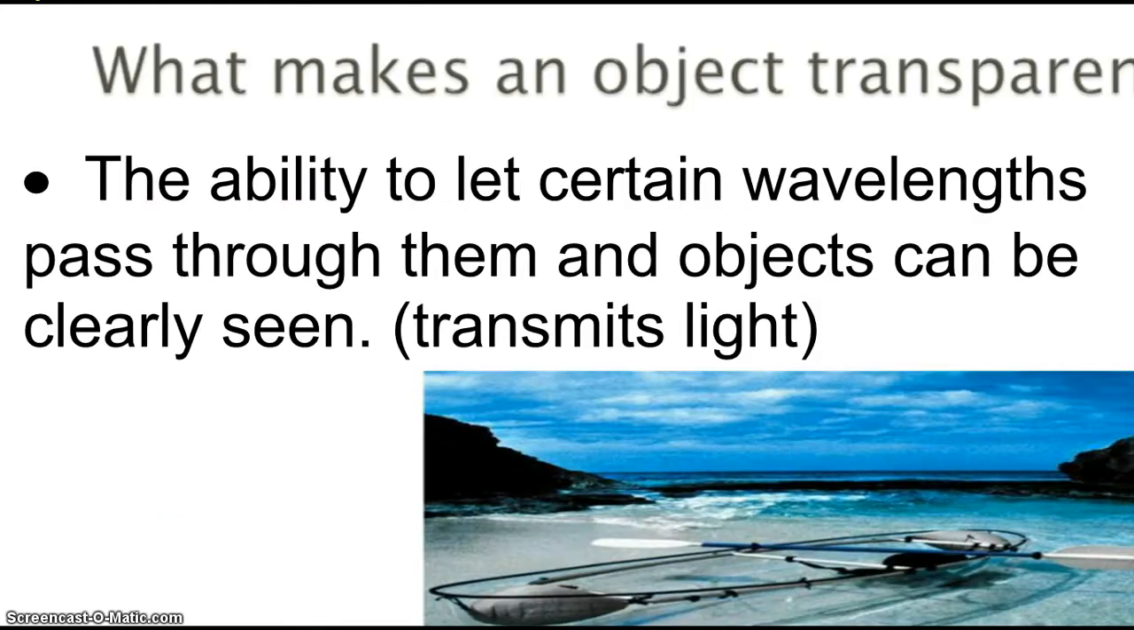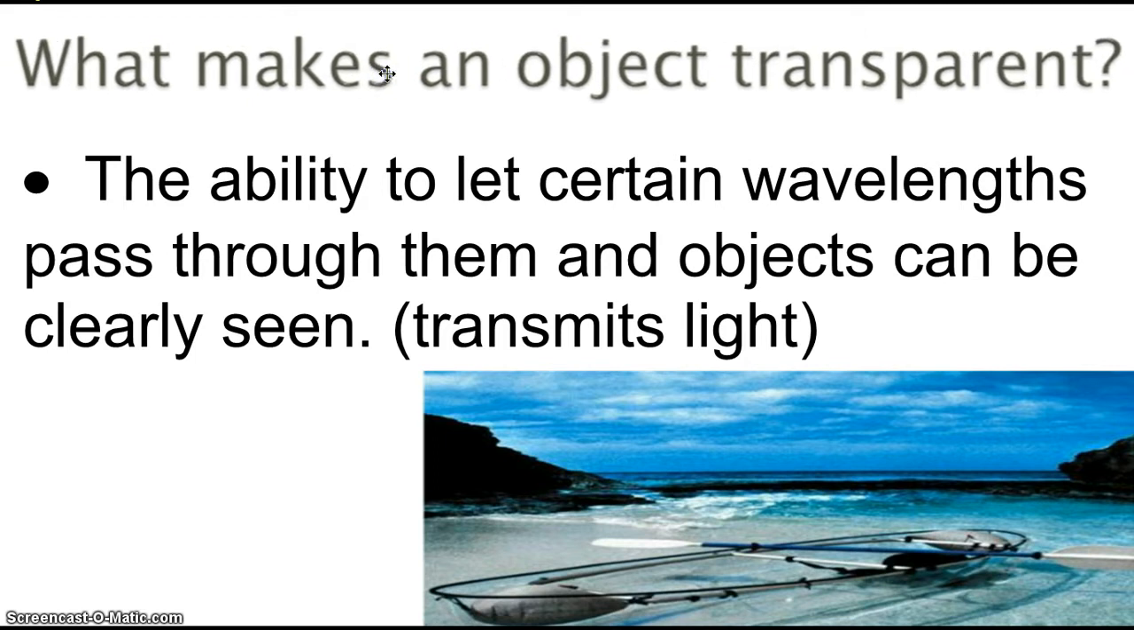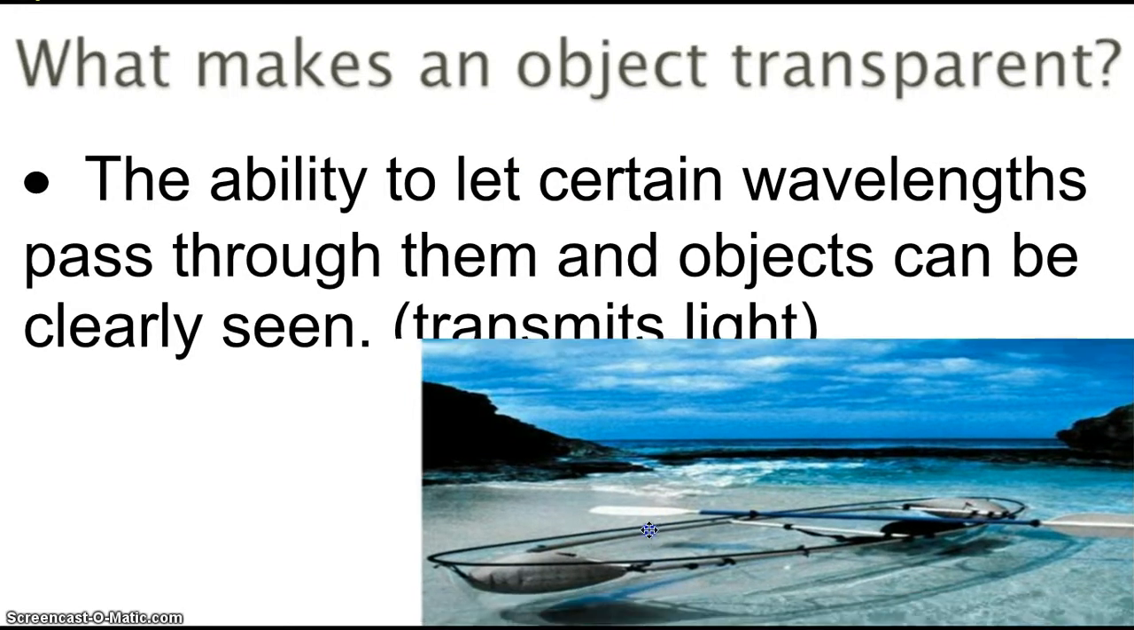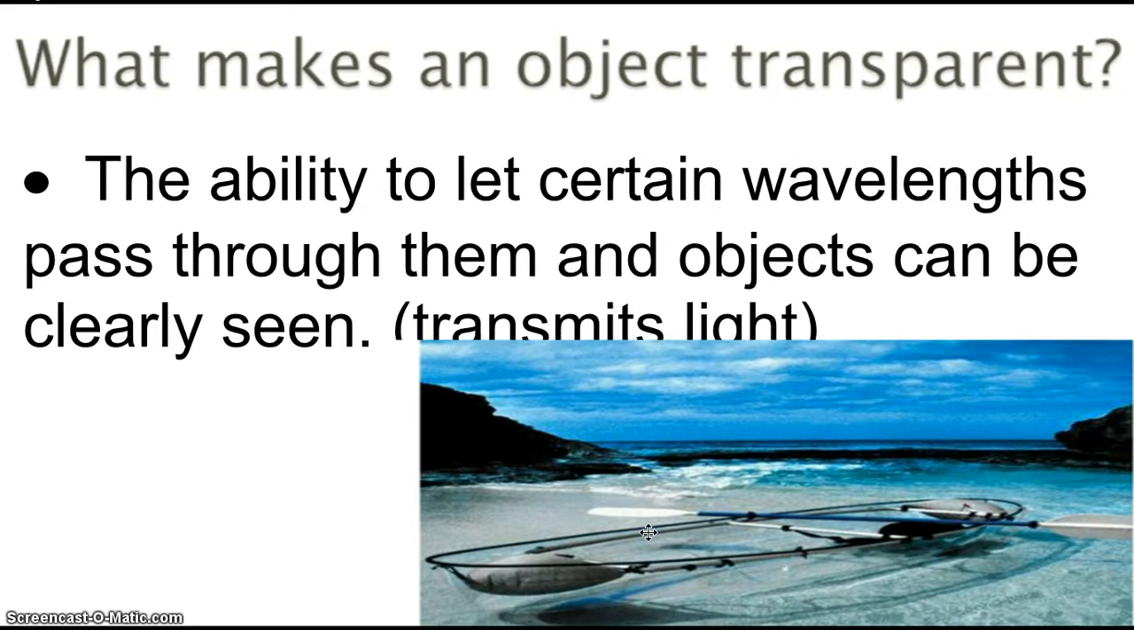So, what makes an object transparent? Well, an object is transparent when it has the ability to let certain wavelengths pass through them, and objects can be clearly seen. They transmit light. So if you check out this canoe, light is clearly passing through it, and so it is a transparent object.